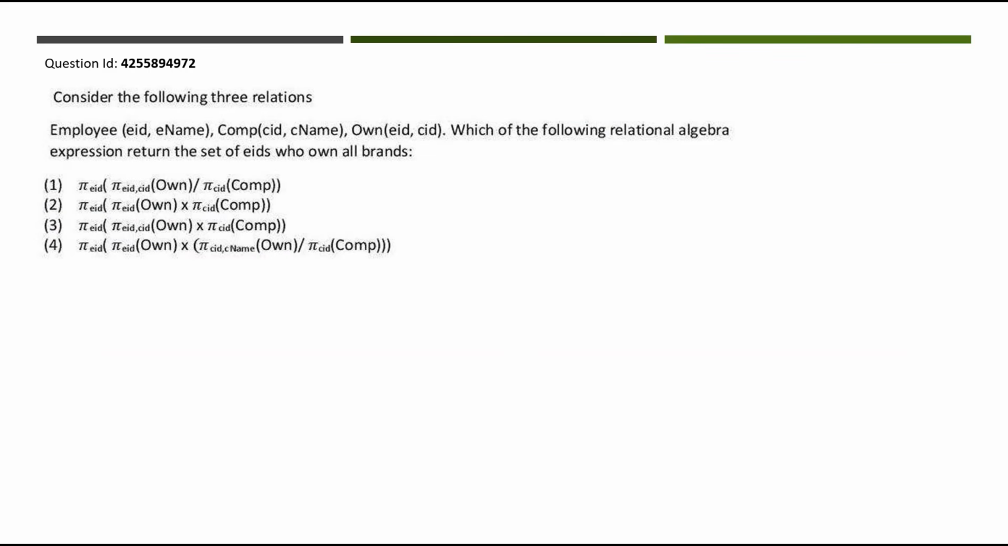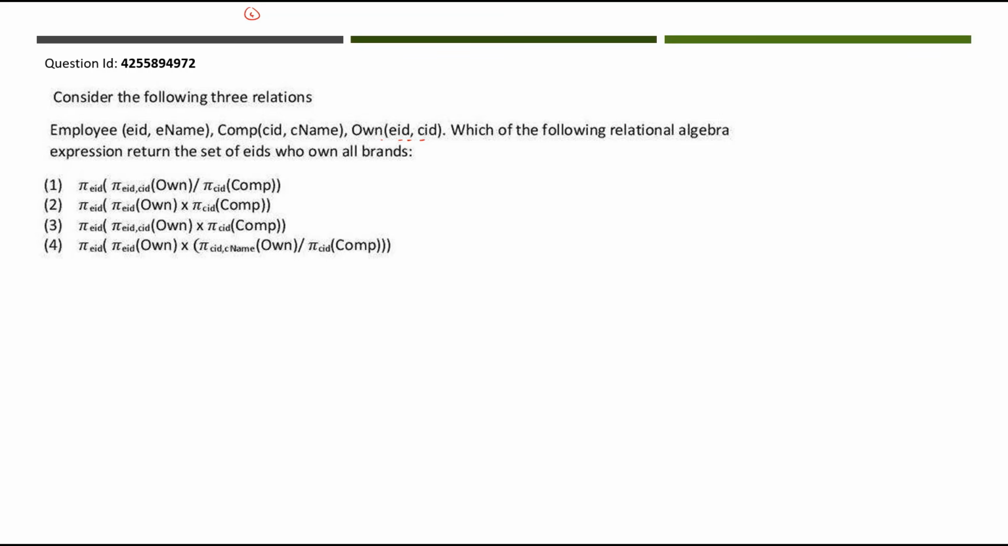Next question. Consider the following 3 relations: employee, company, owning relation. Employee has 2 attributes, employee ID, employee name. Company has company ID, company name. Own table has employee ID and company ID. Which of the following relational algebra expressions return the set of employee IDs who own all the brands? It means when the company table is going to have, say for example, 4 entries, that becomes 4 brands. We have to find the employee who have entry with all the 4 brands in the own relation. This is what they are asking.